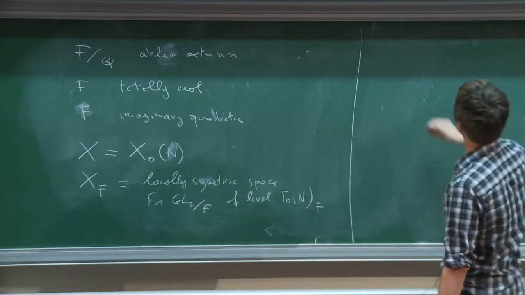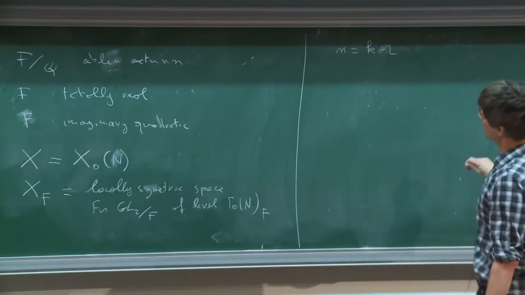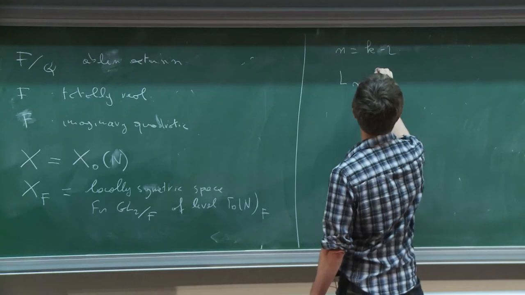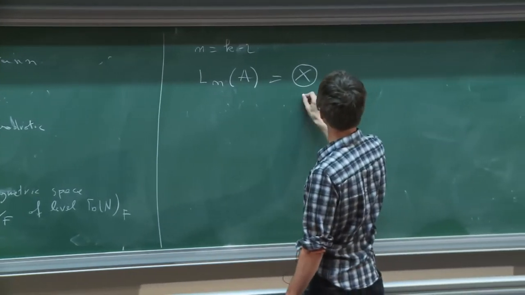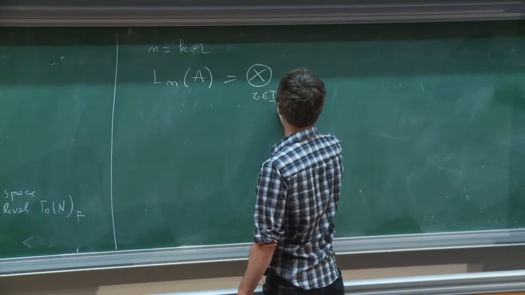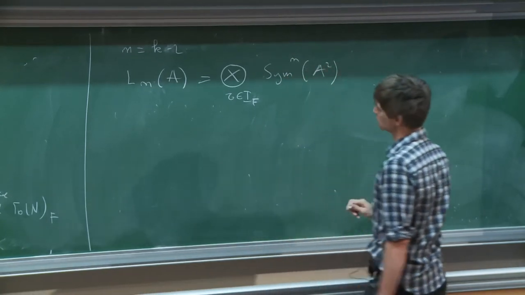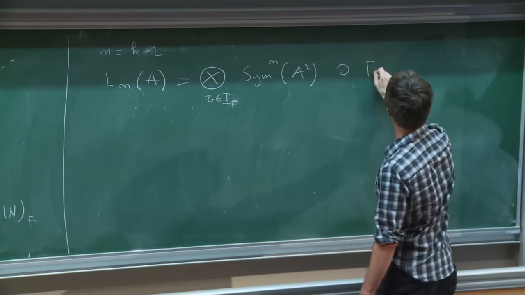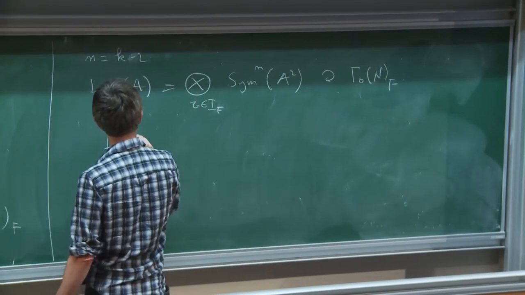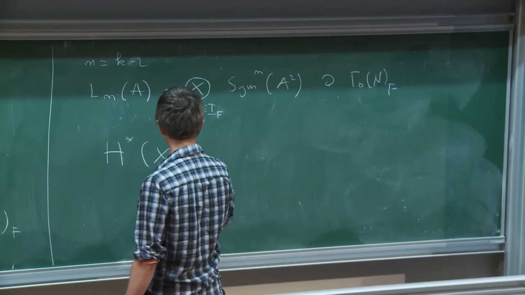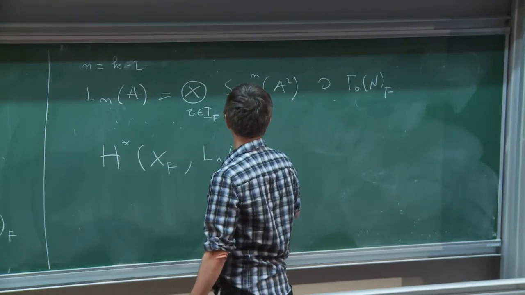Let n be equal to k minus 2. I'm going to call L_n(A) the tensor product over all the embeddings of F into Q bar of Sym^n of A squared. We have an action of gamma_0 for F on this space, and we can consider the cohomology of X_F on the local system attached to this space.